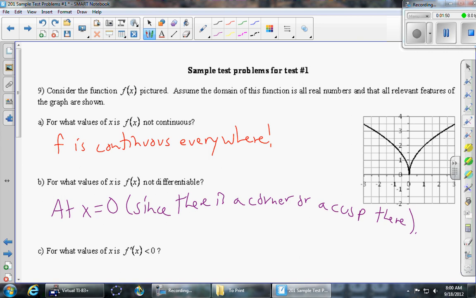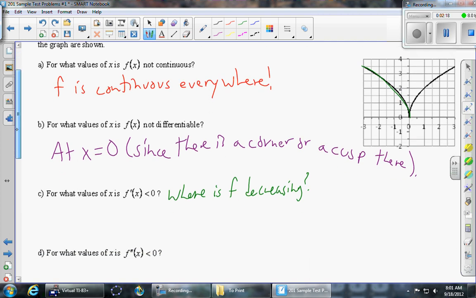Part C, for what values of x is f prime of x less than 0? So we'll just translate this. We know that if f prime is negative, then the function is decreasing. So this question is really asking, where is f decreasing? And you can see from the picture that f is decreasing for all of this part, and then as soon as you go to the right, it starts to increase. So that means that f is decreasing for all the x's less than 0.